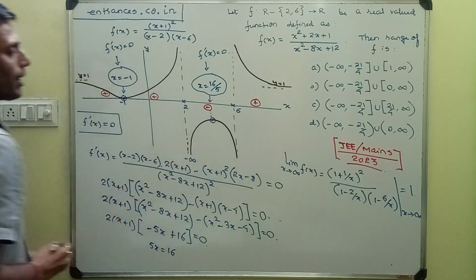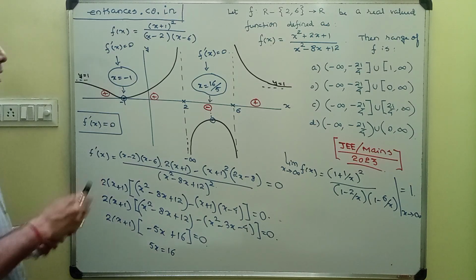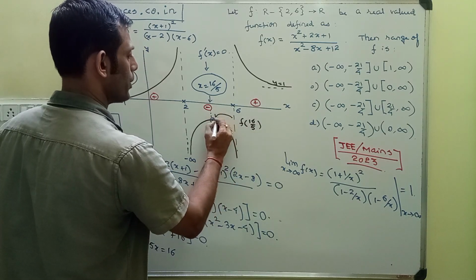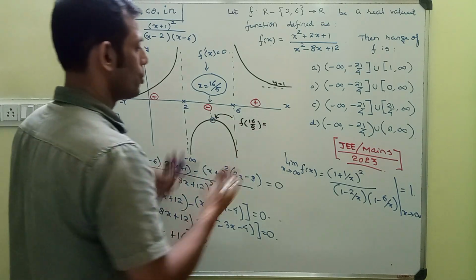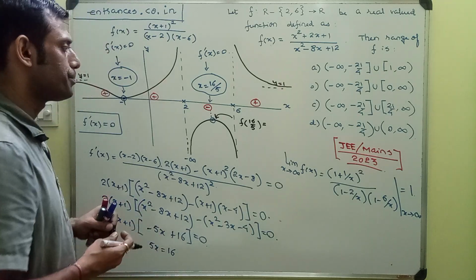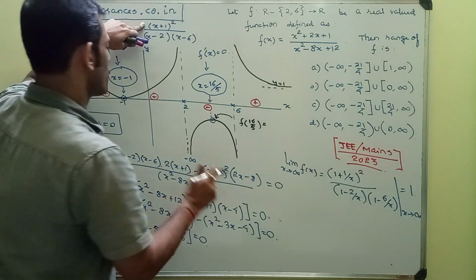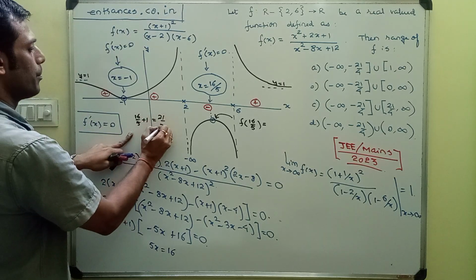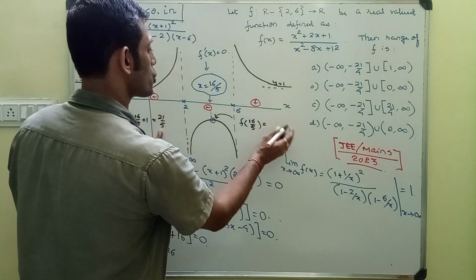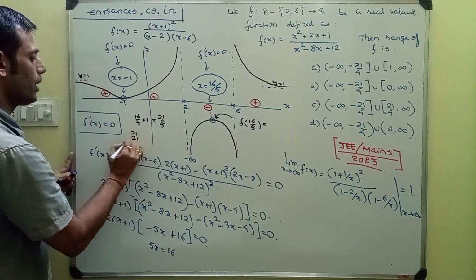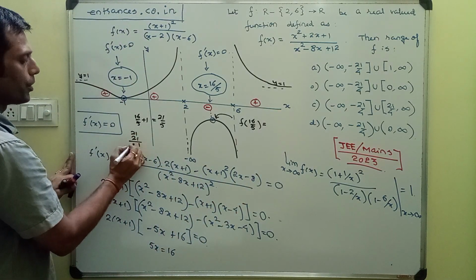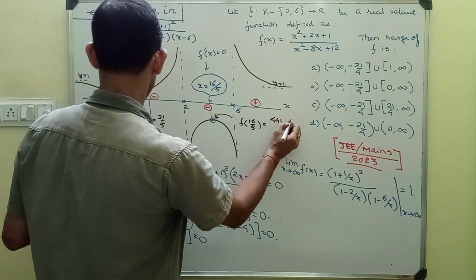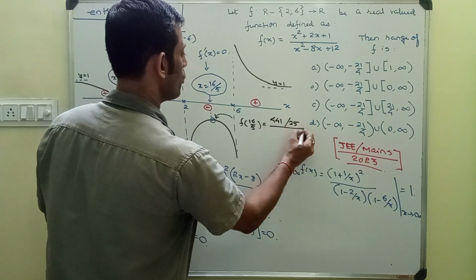Obviously, we need this function value. So f of 16 by 5 is what we need to calculate. This is the value here, and that is equal to. So here you go with the calculation. (x plus 1) whole square. So 16 by 5 plus 1 would be how much? 21 by 5. 21 by 5 whole square. So 21 into 21 is 441. So 441 by 25 is the numerator.